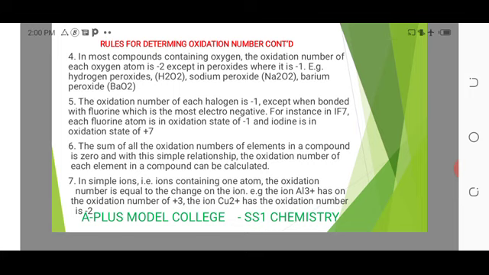The next one is that in simple ions containing one atom, the oxidation number is equal to the charge on the ion. For example, when you have Al3+ or Na+ or Ca2+, you can see the charge on each of these ions, because any particular element that is carrying a charge is an ion. So the charge they are carrying is the oxidation number. For aluminum 3+, the oxidation number is +3, and for calcium 2+, the oxidation number is +2.